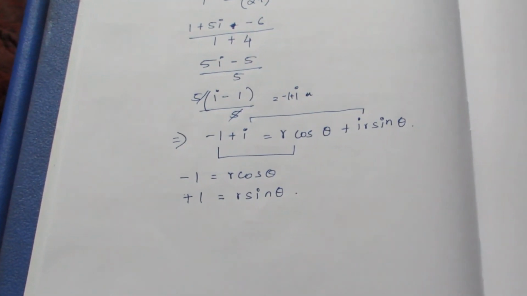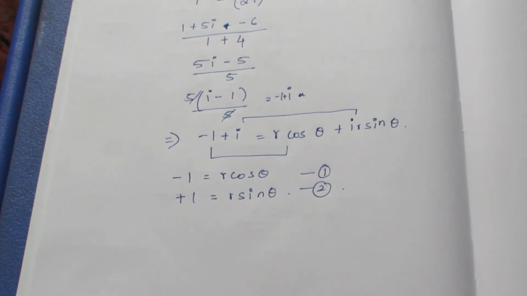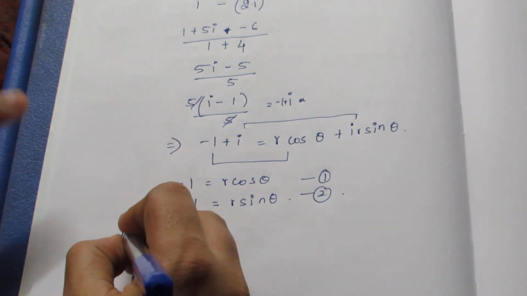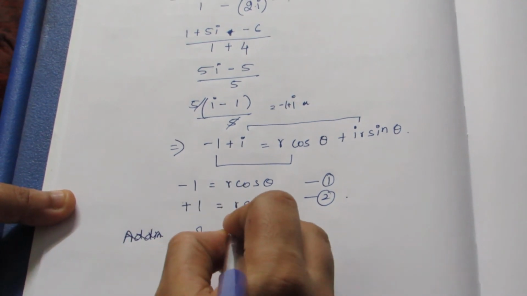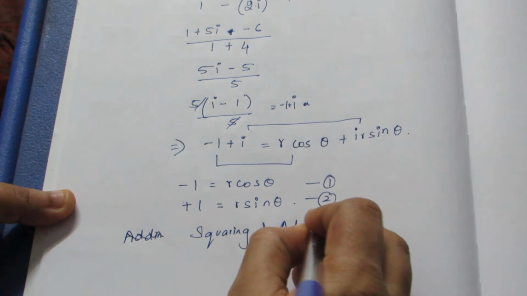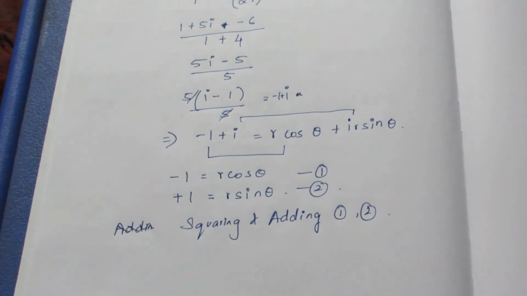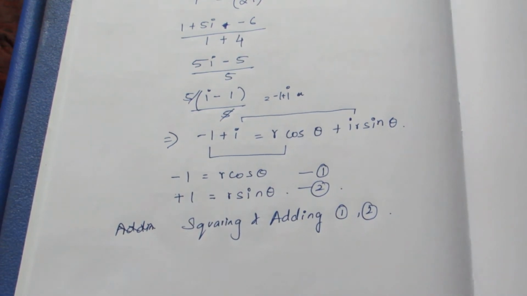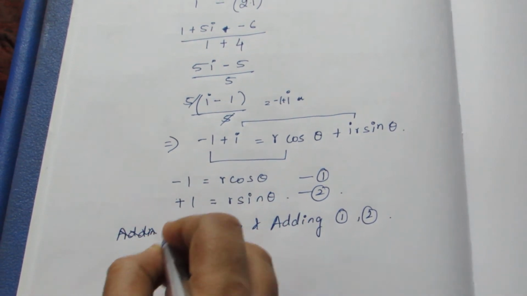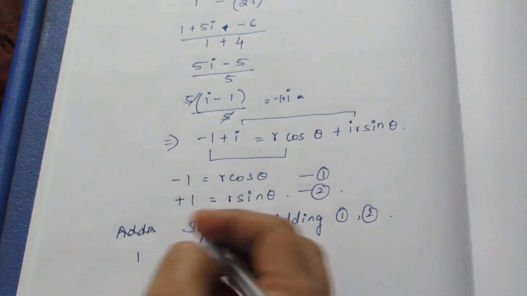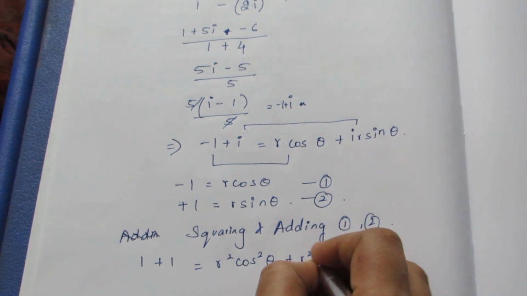Taking these equations as 1 and 2, I am going to square equations 1 and 2 and add. First write: squaring and adding equation 1 as well as equation 2. Now if I square the LHS sides separately and add, the same way on the RHS side square and add. If I square this, minus 1 squared will become 1, and plus 1 squared also becomes 1. Here 1 plus 1 is equal to r square cos square theta plus r square sin square theta.